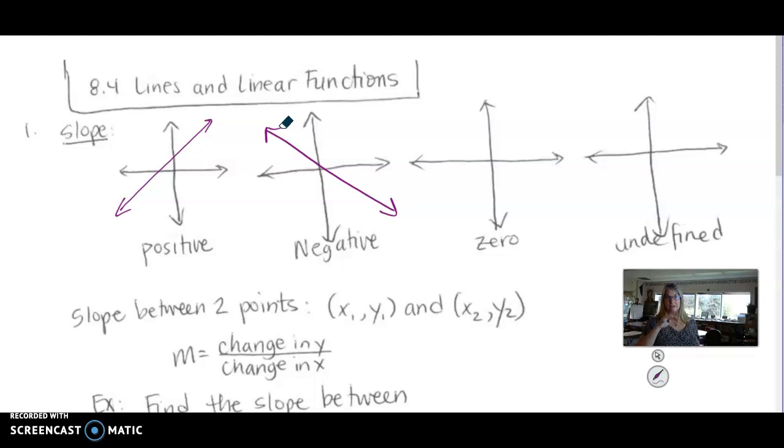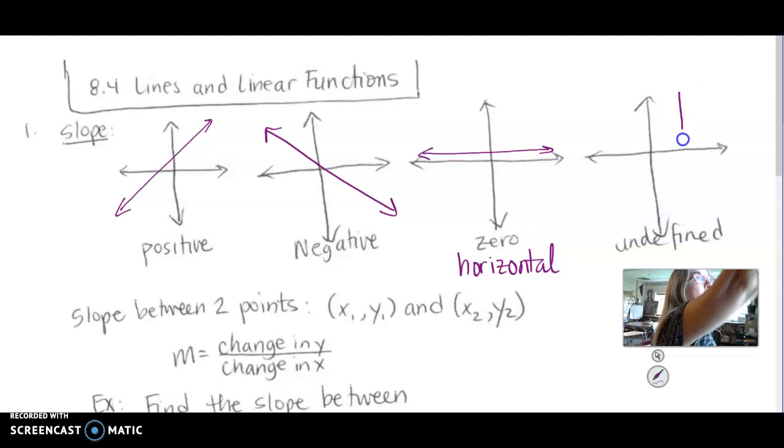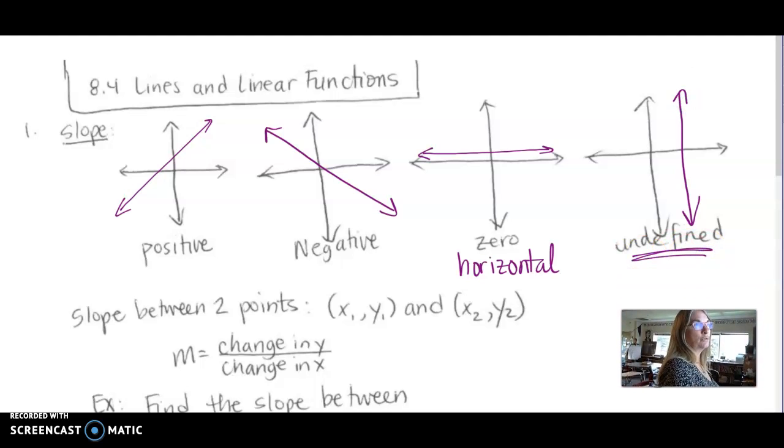A slope of 0 is like the floor that you're walking on. The floor has a slope of 0. So horizontal lines have a slope of 0. And then if the line is vertical, that is considered an undefined slope.